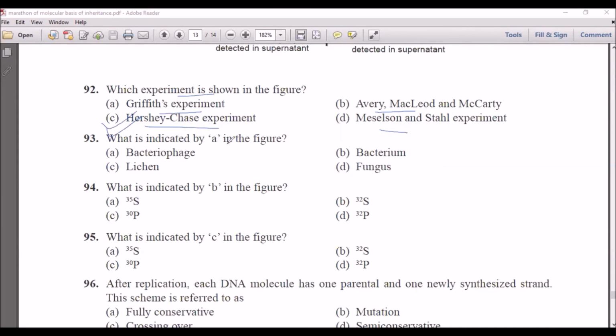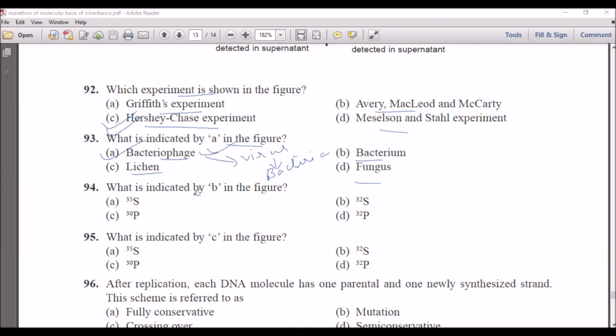What is indicated by A in the figure? Bacteriophage, bacterium, lichen, or fungus. Now this A represents the bacteriophage. What are these bacteriophages? These are viruses that infect the bacteria. So bacteriophage is the correct answer.